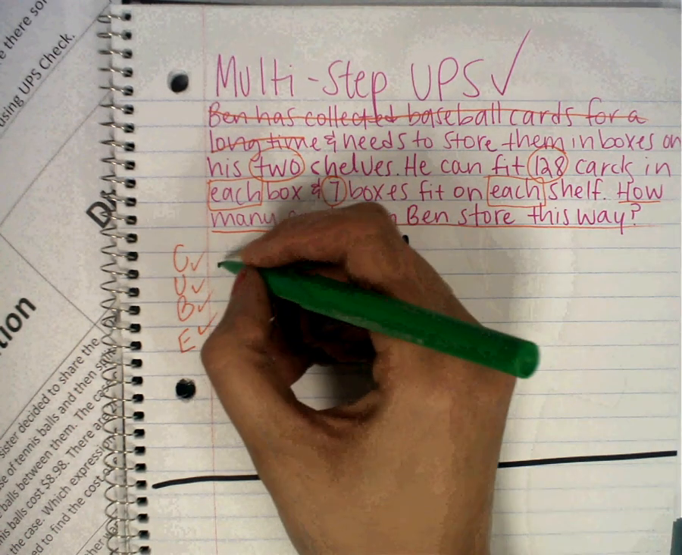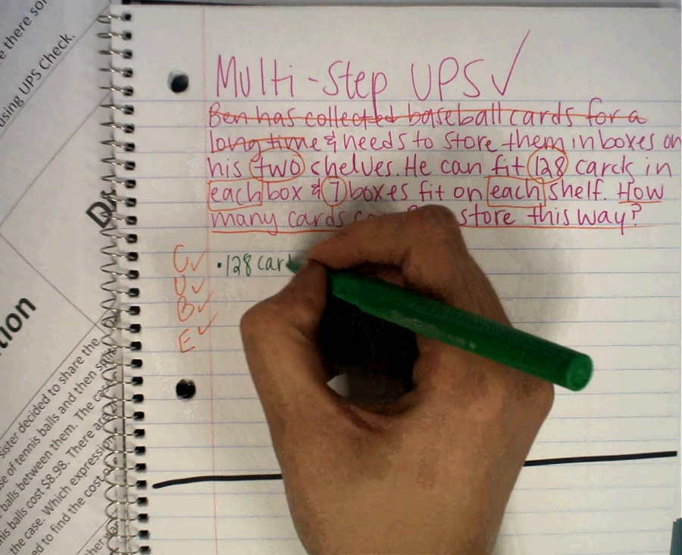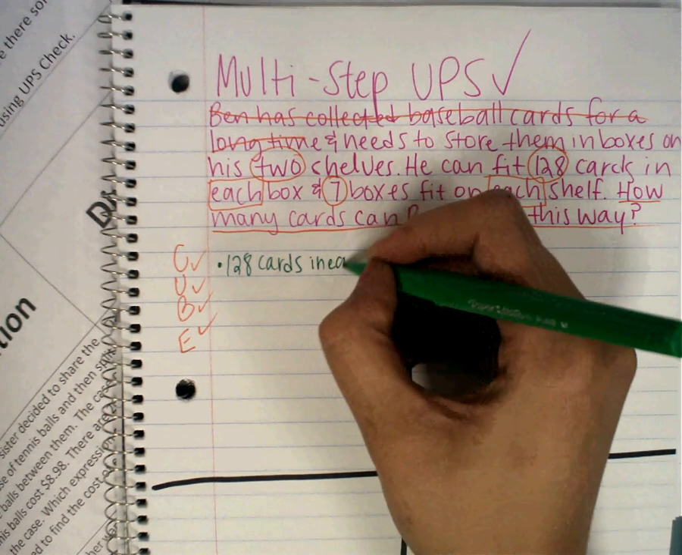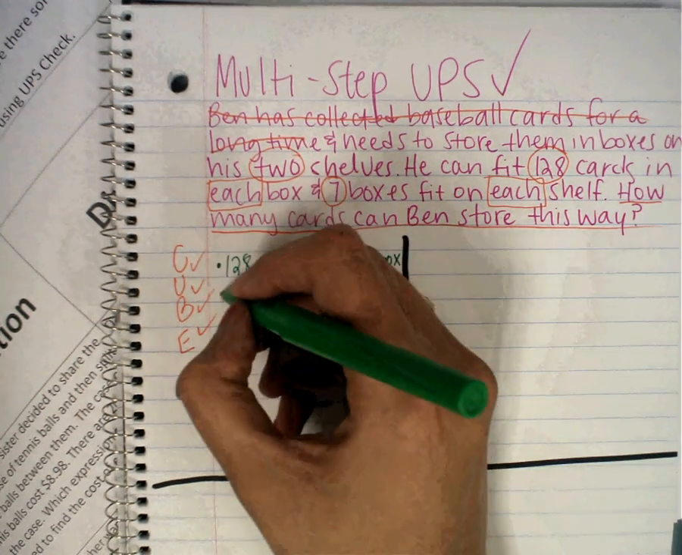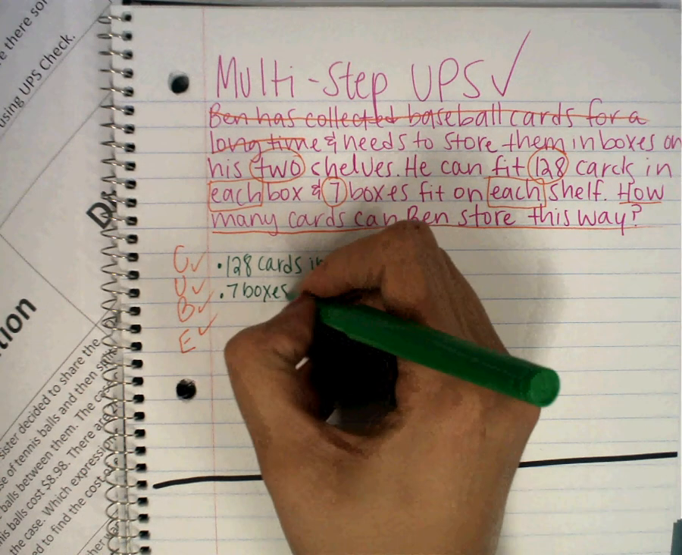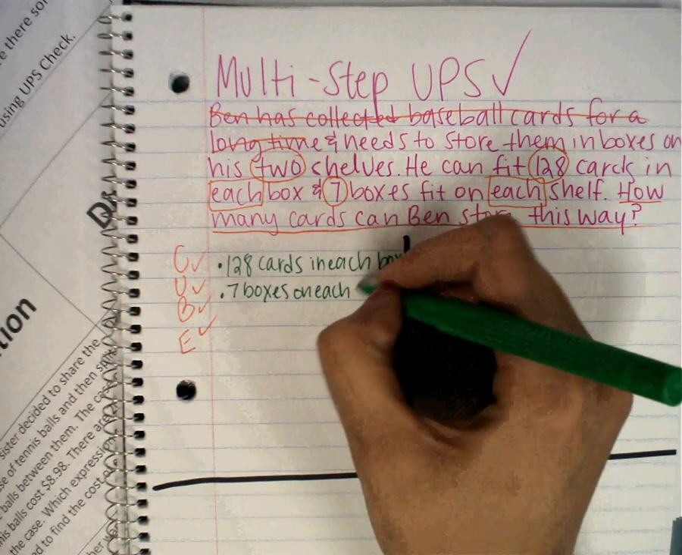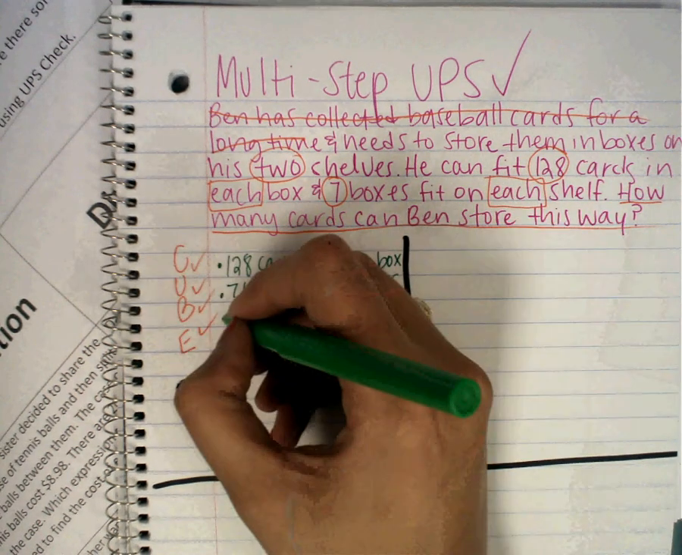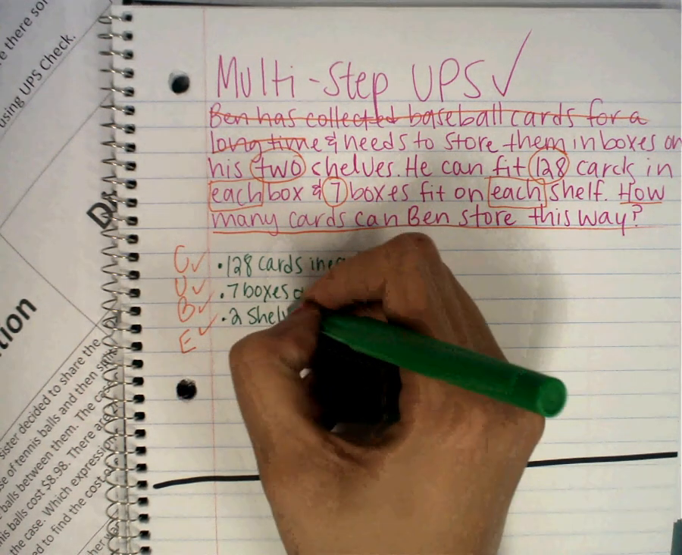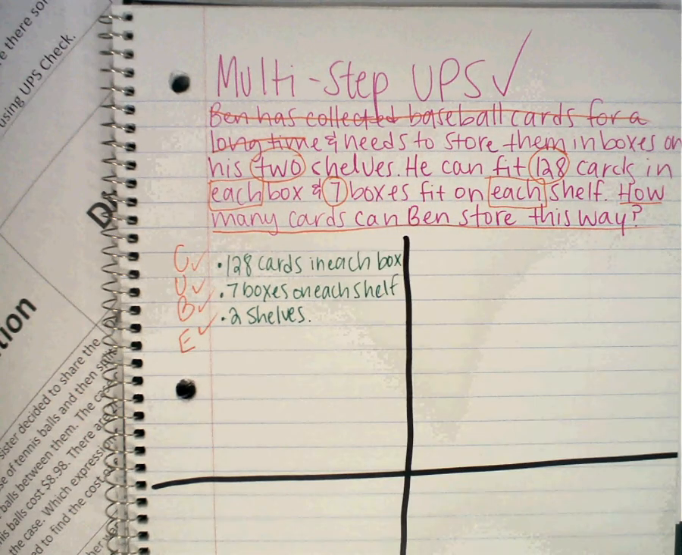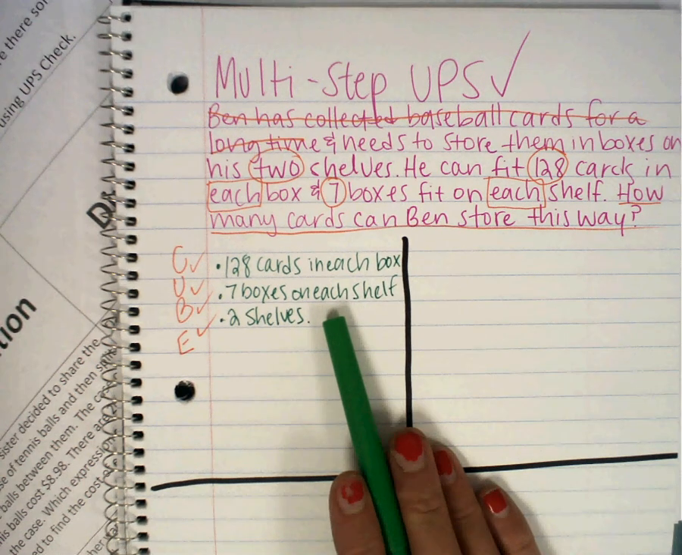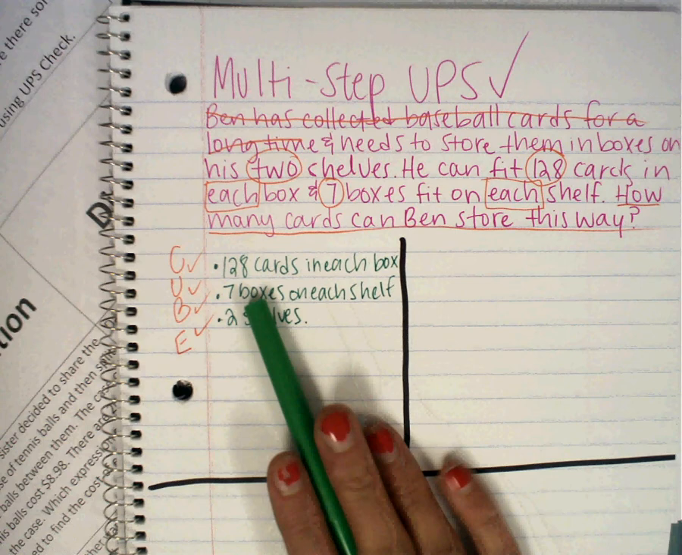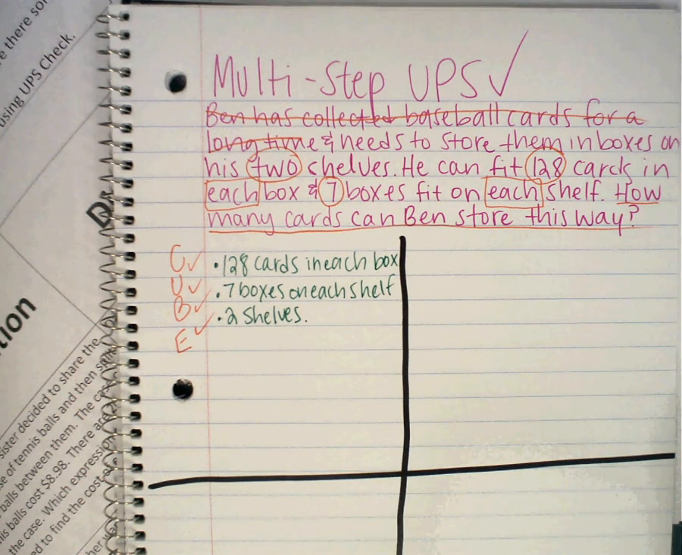So let's go ahead and write down important information. So we can know that we can fit 128 cards in each box, right? We know that there are 7 boxes on each shelf. And we know that there are 2 shelves. Right? So I think that's pretty much all the important information that I see. I see that I included my math action words that I boxed. I included all the key numbers that I circled. So I should be good, but you need to double check that whenever you're doing these on your own.